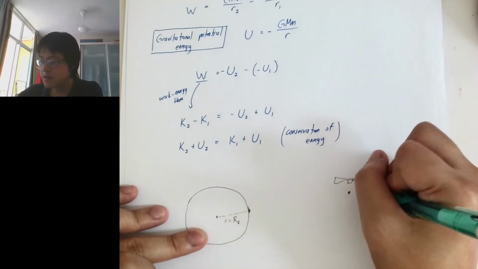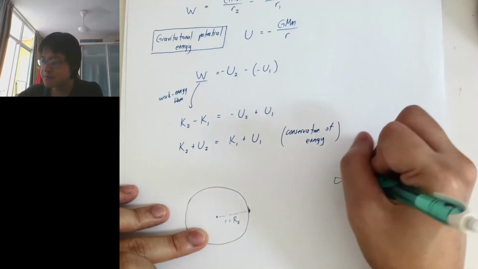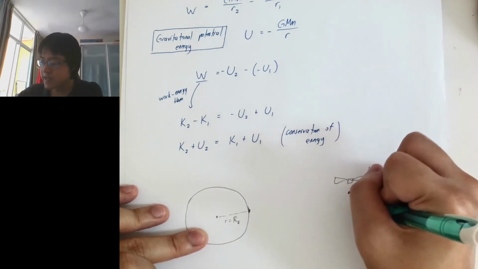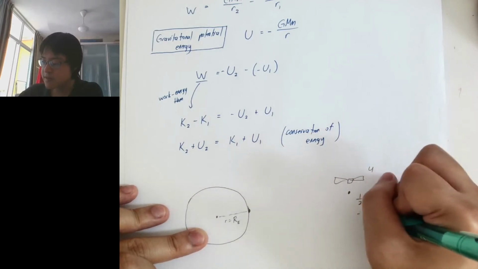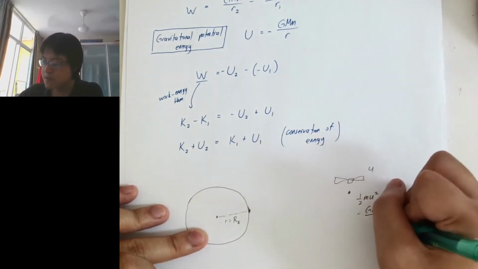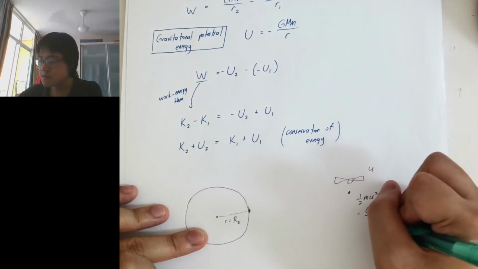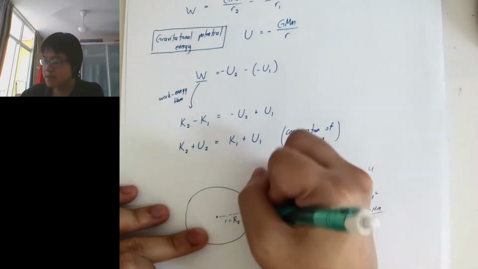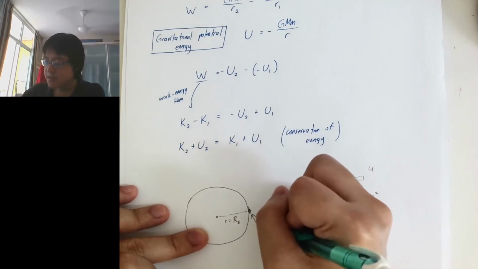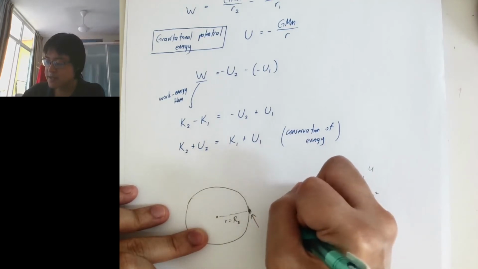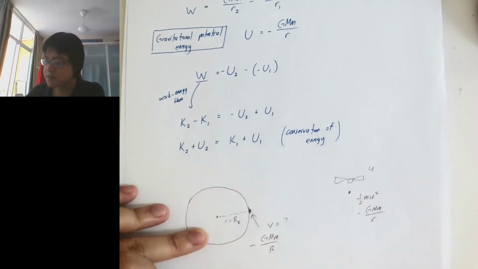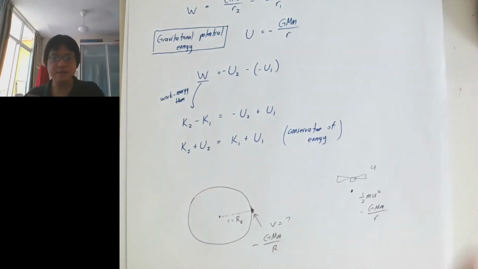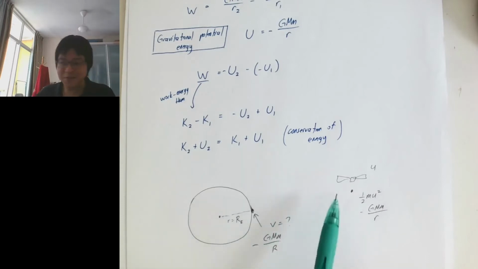Let's say it's moving at some velocity u, so the kinetic energy is half m u squared, and the potential energy is negative GMm over some number squared. Over here, if I land here, then the velocity is some number, and the potential energy is GMm over big R. Okay, so I guess you get my idea, right?